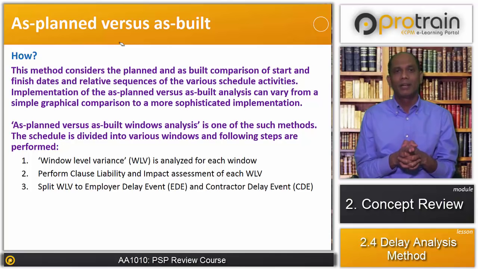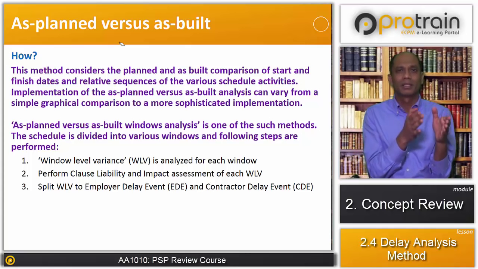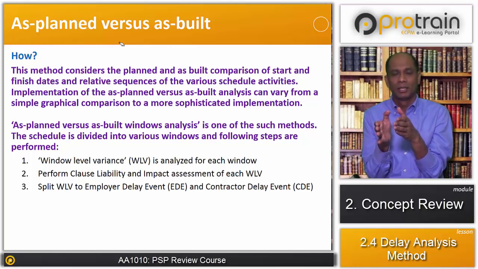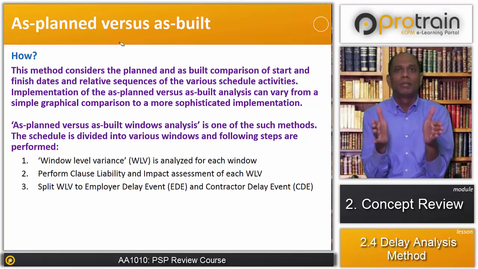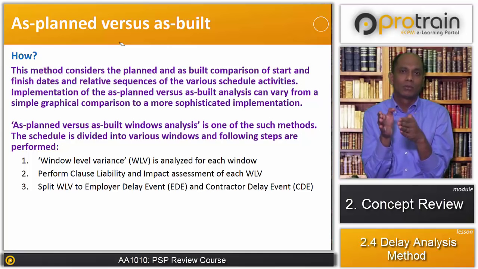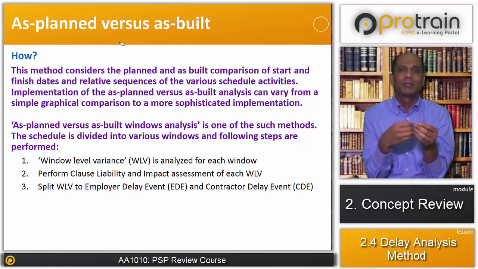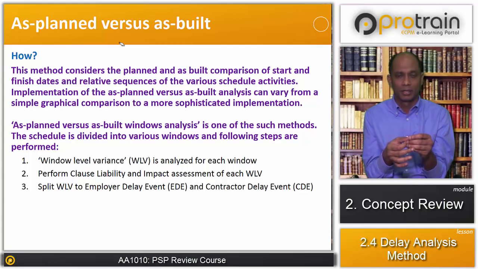So as we talked about, the as-built versus as-planned method can be performed in various ways. The simplest way is a comparison of as-built and as-planned, and then seeing what happened between what was planned and what actually happened, and what was the reason for the changes to the schedule in terms of start and finish dates and the logic, the relationship between activities.